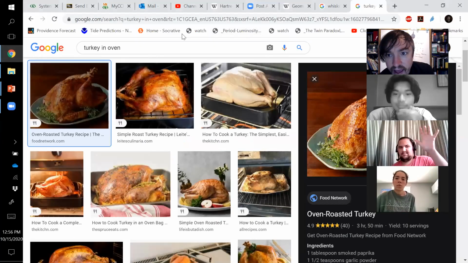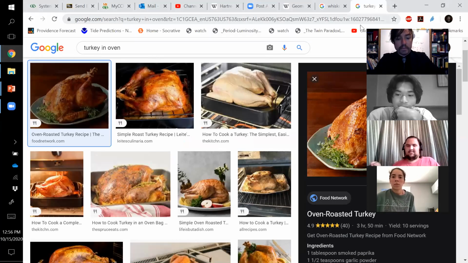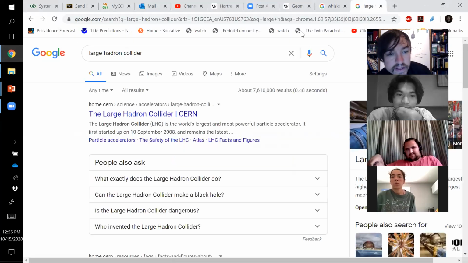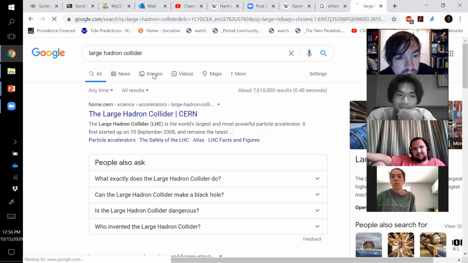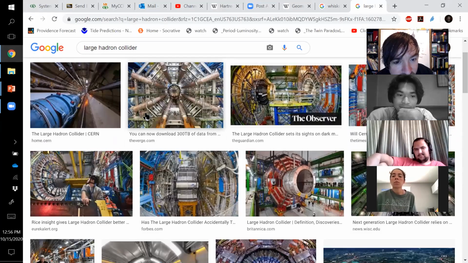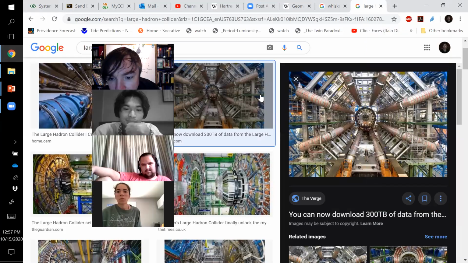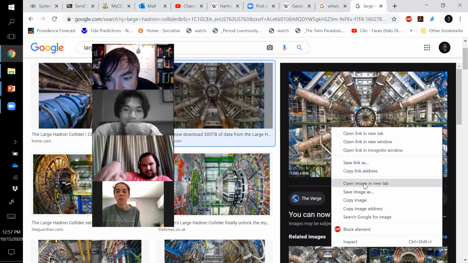How many of you guys know about the Large Hadron Collider? Have you heard about that before? Yeah. So what's up with that? The Large Hadron Collider is basically the world's most powerful atom smasher. And I just want to show you guys, in case you've never seen this, a picture of how the Large Hadron Collider works.